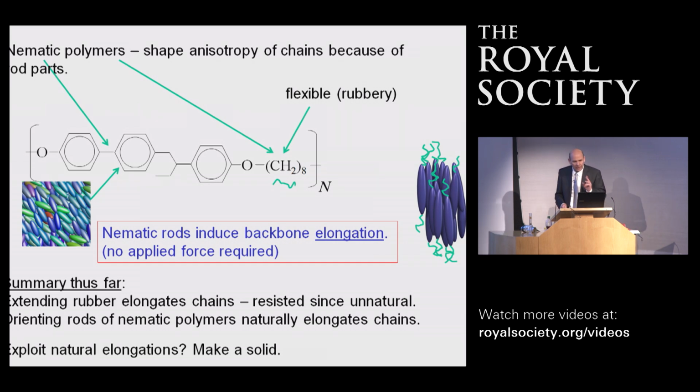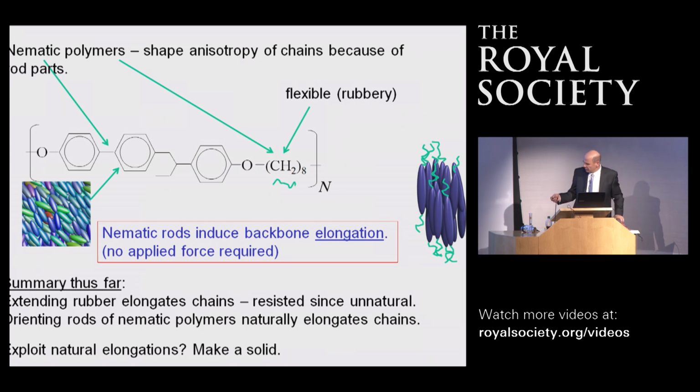And the remarkable thing is that if I now cool these liquid crystals down, the molecules inside them start elongating. And I don't have to apply a force to elongate these polymers as I did with rubber. They just do it. So that's a very useful property. So let me summarize. Extending a rubber elongates the chains, and that's resisted because it's unnatural. Orienting rods or orienting nematic polymers naturally elongates the chains. By naturally, I mean it just happens. We don't have to apply a force to do it.